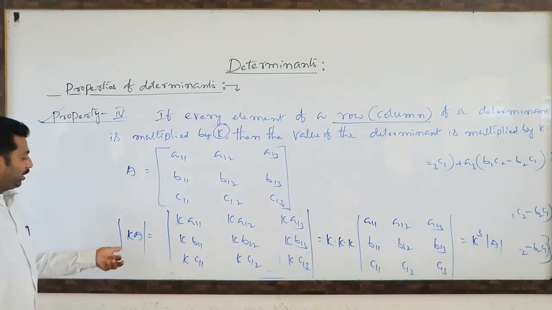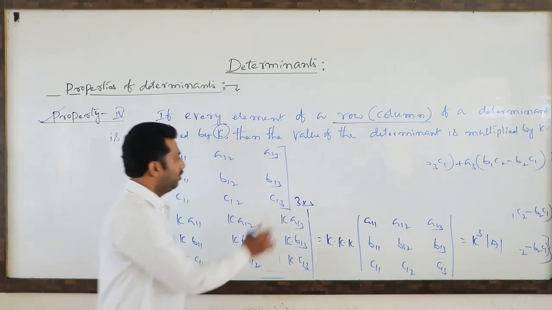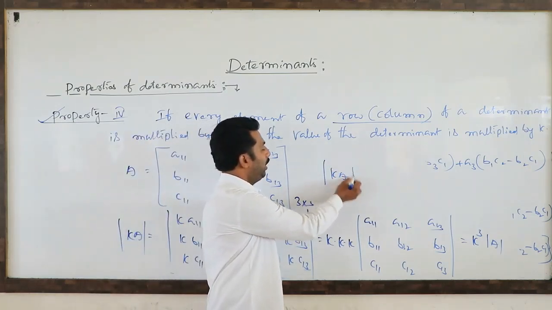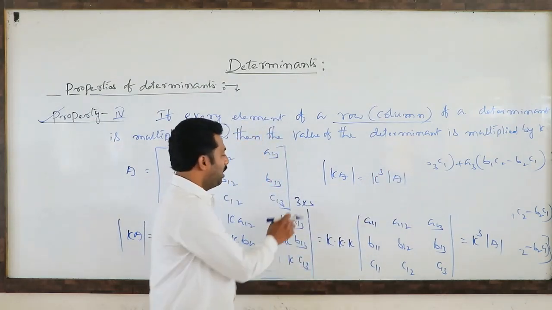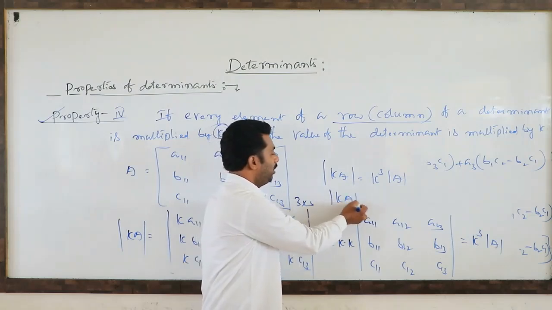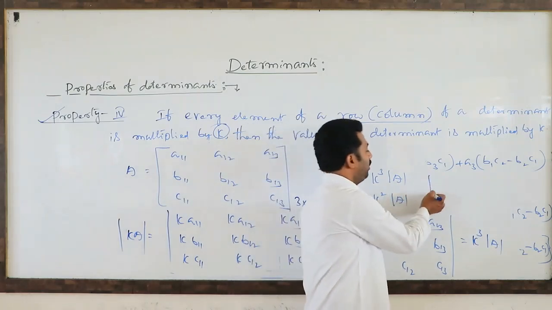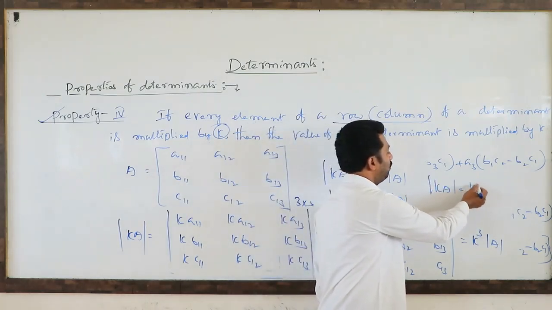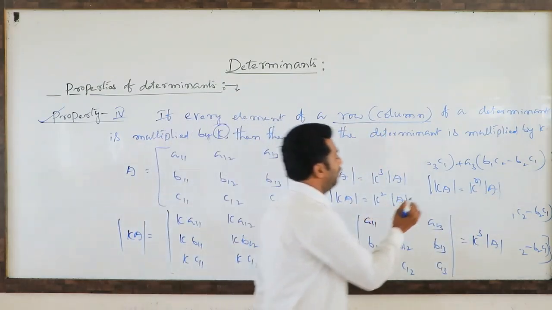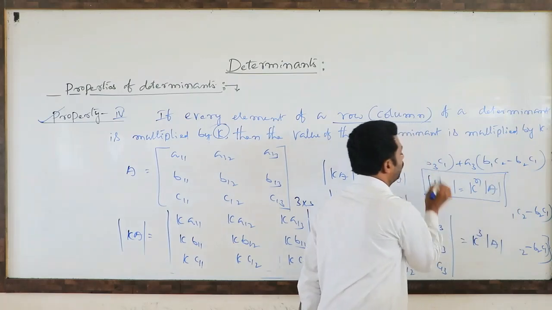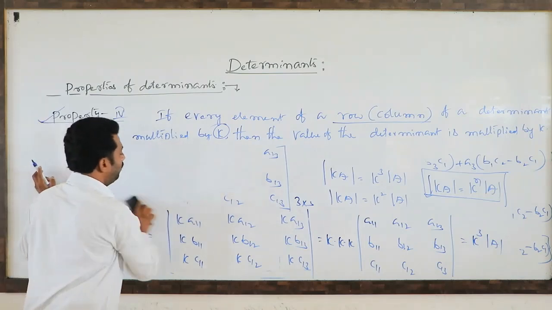You see, determinant of K, what is the order of this matrix? 3 by 3. Then what we got? Determinant of K equal to K cube into determinant of A. Similarly, if it is 2 by 2, determinant of kA equal to k square into determinant of A. If it is n, determinant of kA equal to k power n into determinant of A. So this is the most important property you have to remember. This is the application of the fourth property.